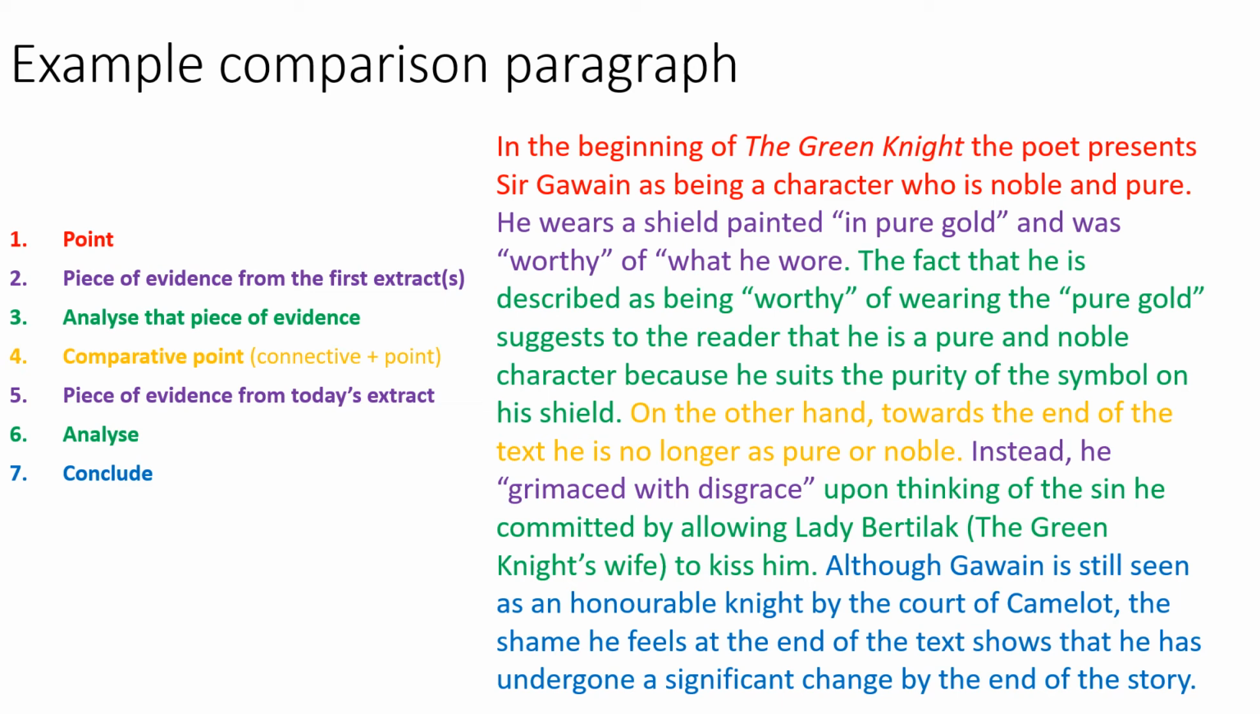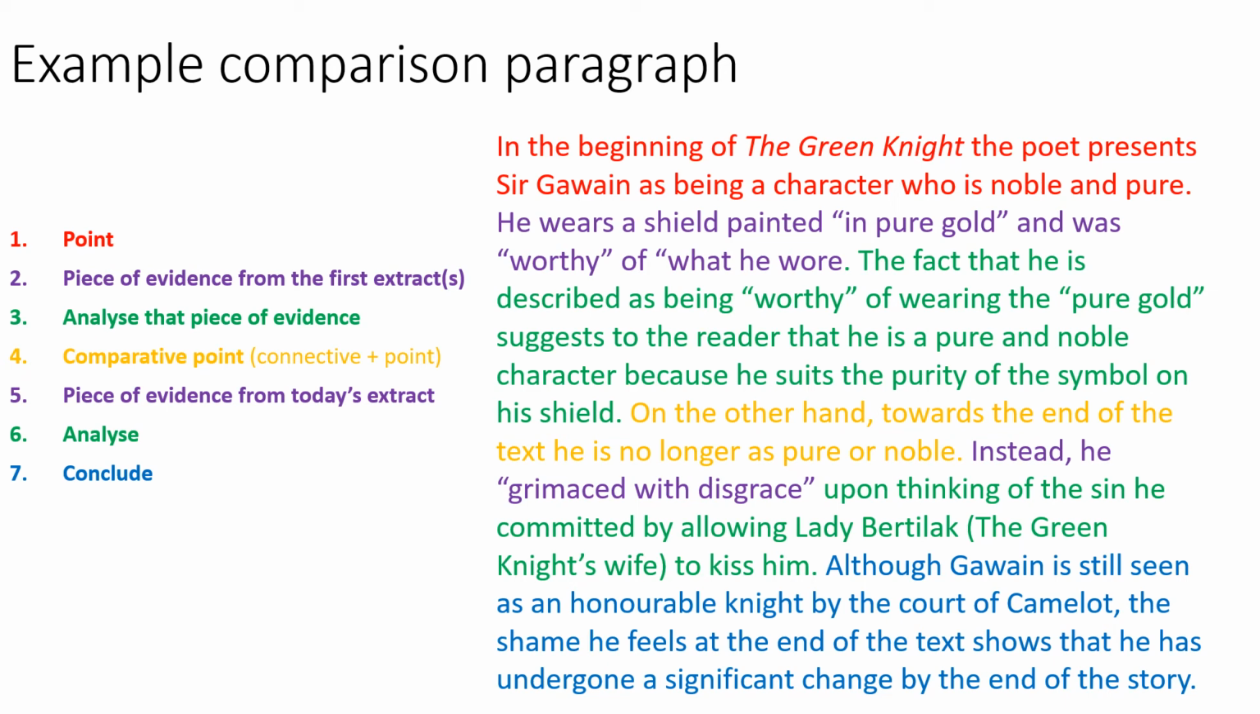Now we're coming to this. So far is the same as any other point, evidence, explain paragraph that you've ever written. It's a very similar format. Now is when it changes slightly. We put in a comparative point, which needs a connective and a point. So, on the other hand, towards the end of the text, he is no longer as pure or noble.